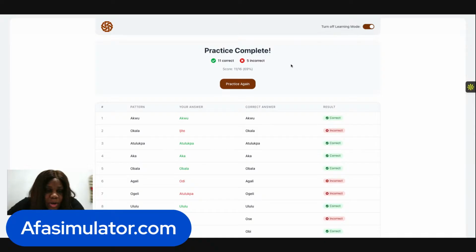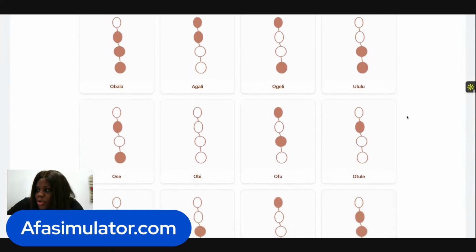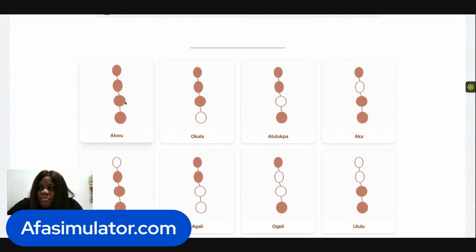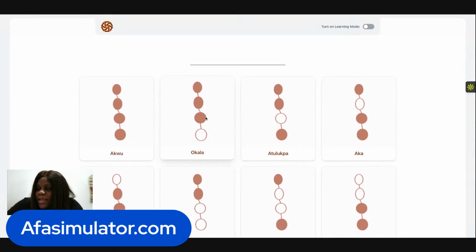So I basically took a quiz to learn the alpha patterns, and I got 11 correct out of 16. Let me show you the patterns. What I've been doing to learn them is I look at this and try to notice a pattern. I've already memorized Aqua. Aqua is all closed and OB is all open. That's the easiest one for me to remember.